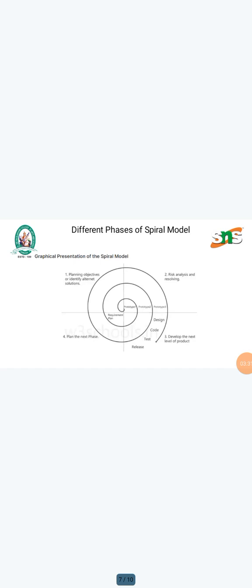Graphical representations of spiral model. Here the spiral model is there. First one is planning objectives or identifying the alternate solution. Second one, risk analysis and resolution. And third one, develop the next level of product. Fourth one, plan the next phase. First, prototype 1, requirement plan. Prototype 2, requirement 2, and prototype 3, design, code, test, and finally it will release.